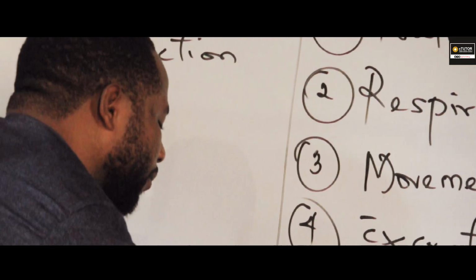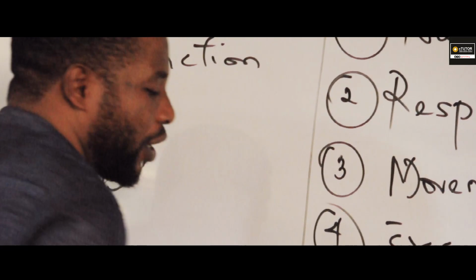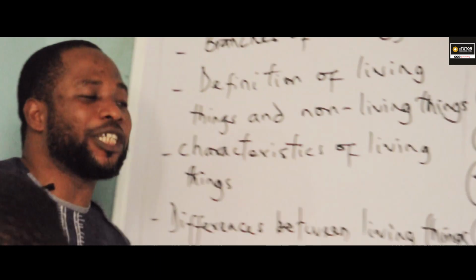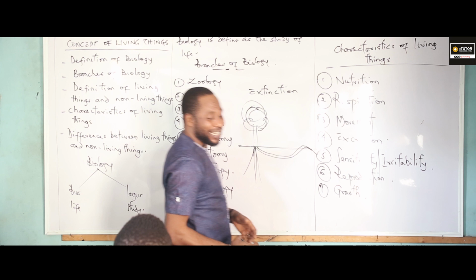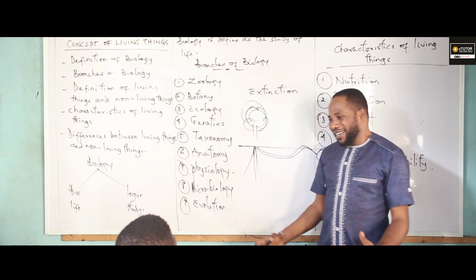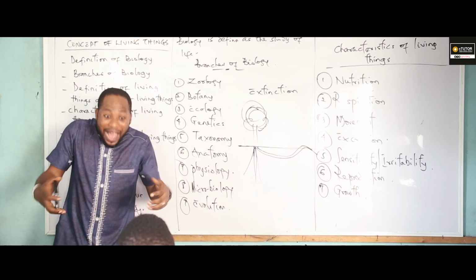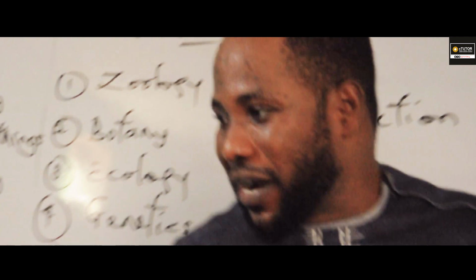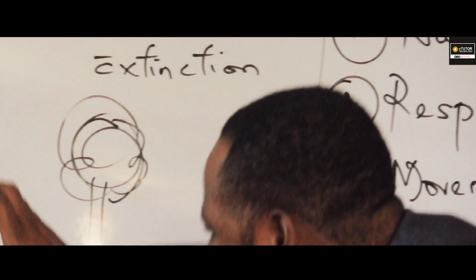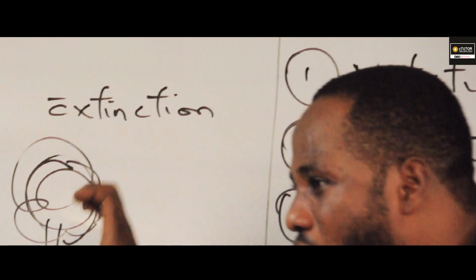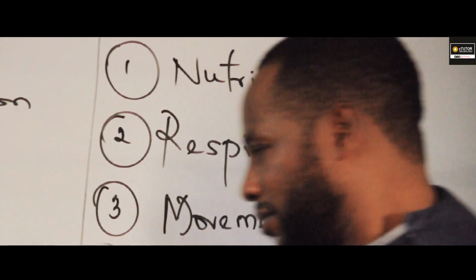Number 7, growth. Growth is also a very good characteristic of living things. Growth simply means irreversible increase in size of an organism. We're talking about size. Height is part of the size of an organism. The changes that are seen in an organism throughout its entire life are called growth.